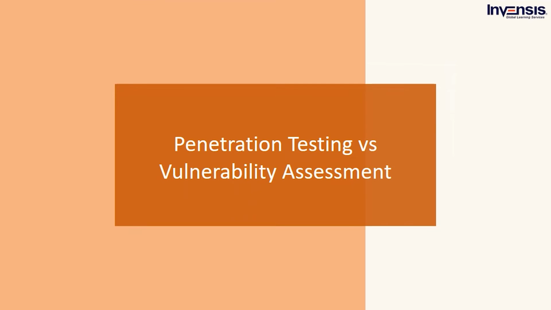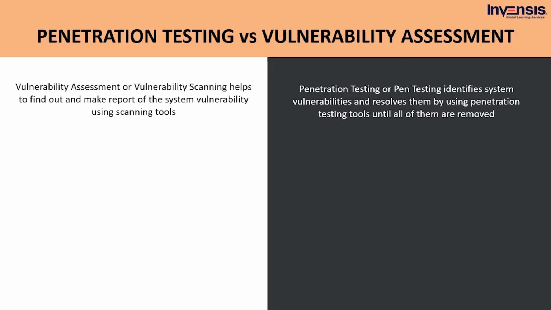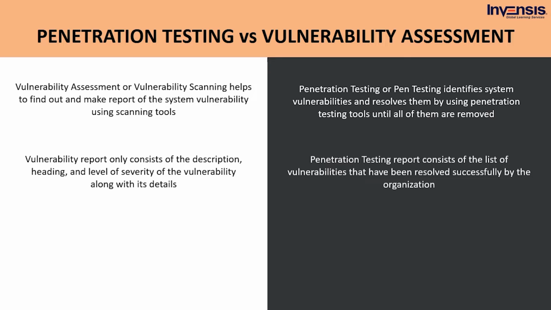Now, we will discuss penetration testing versus vulnerability assessment. Vulnerability assessment or vulnerability scanning helps to find out and make a report of the system vulnerabilities using scanning tools. Penetration testing or pen testing identifies system vulnerabilities and resolves them by using penetration testing tools until all of them are removed. A vulnerability report only consists of the description, heading, and level of severity of the vulnerability along with its details. A penetration testing report consists of the list of vulnerabilities that have been resolved successfully by the organization.